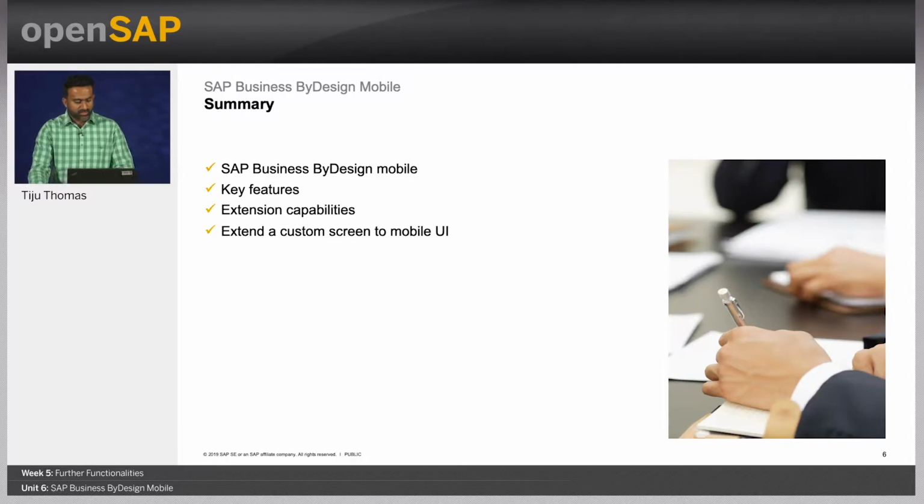So, now I move back to the presentation. So, we already saw the demo. Just a quick recap. We covered the Business ByDesign mobile and the key features, extension capabilities of the app. In the demo, we learned how to enable the custom UI built in Cloud Studio for the mobile. I hope you enjoyed this unit and could get a fair idea on the SAP Business ByDesign mobile. Do try it out. With this, we have come to the end of this unit and the course as well.